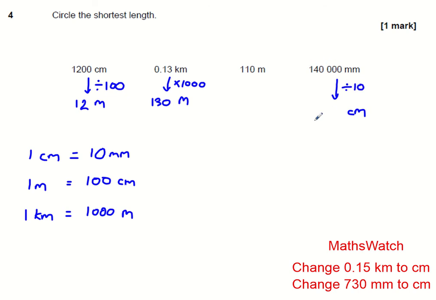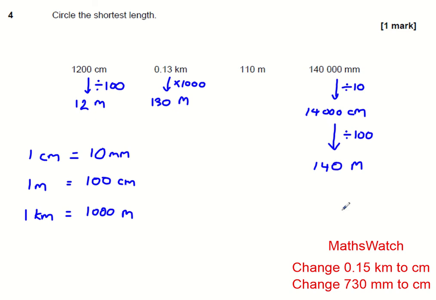140,000 divided by 10 is 14,000. So 140,000 millimetres is the same as 14,000 centimetres. We're then going to do the same as we did on the first question by changing centimetres into metres by dividing by 100. So 14,000 divided by 100 is 140.